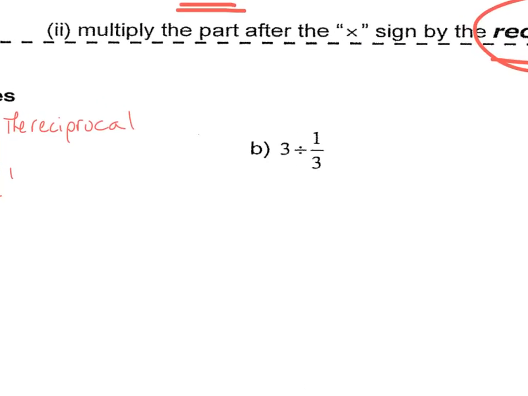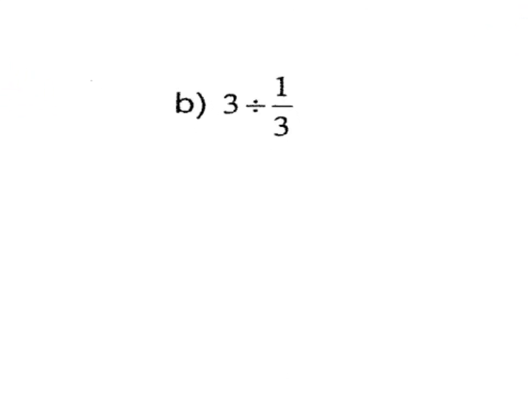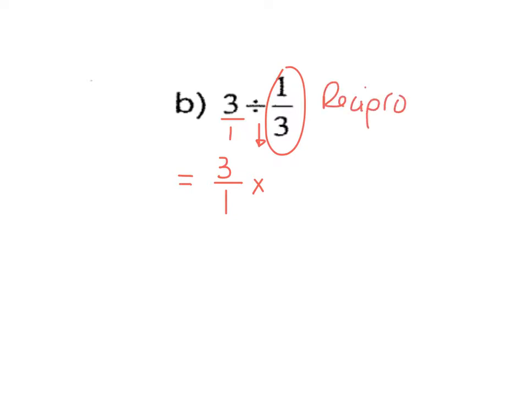So, do we take the reciprocal of the first rational number? Again, this is an integer, but integers are rational numbers. Remember that they can be written as 3 over 1. So, do we take that one? No, we leave that one alone, just the way it is. We change division to multiplication. Then we take our second rational number and we take the reciprocal of that one, and that's 3 over 1.